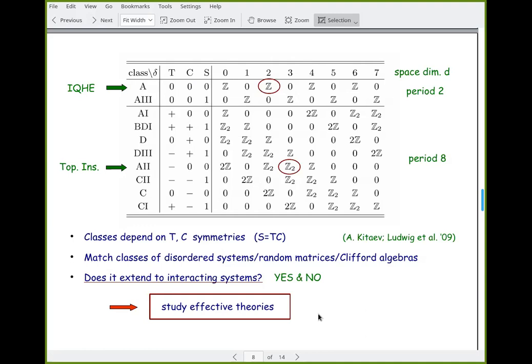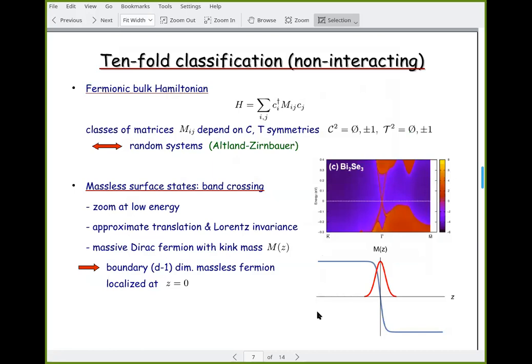So we try to characterize the massless states which exist at the boundary in terms of effective theories. So how do we construct an effective theory? Well, first of all, one has to understand where these massless excitations are coming from and why they are robust. They are robust because in fact, you have in the spectrum of bands in these topological states, band crossing. So you have levels that go from the valence band to the conduction band.